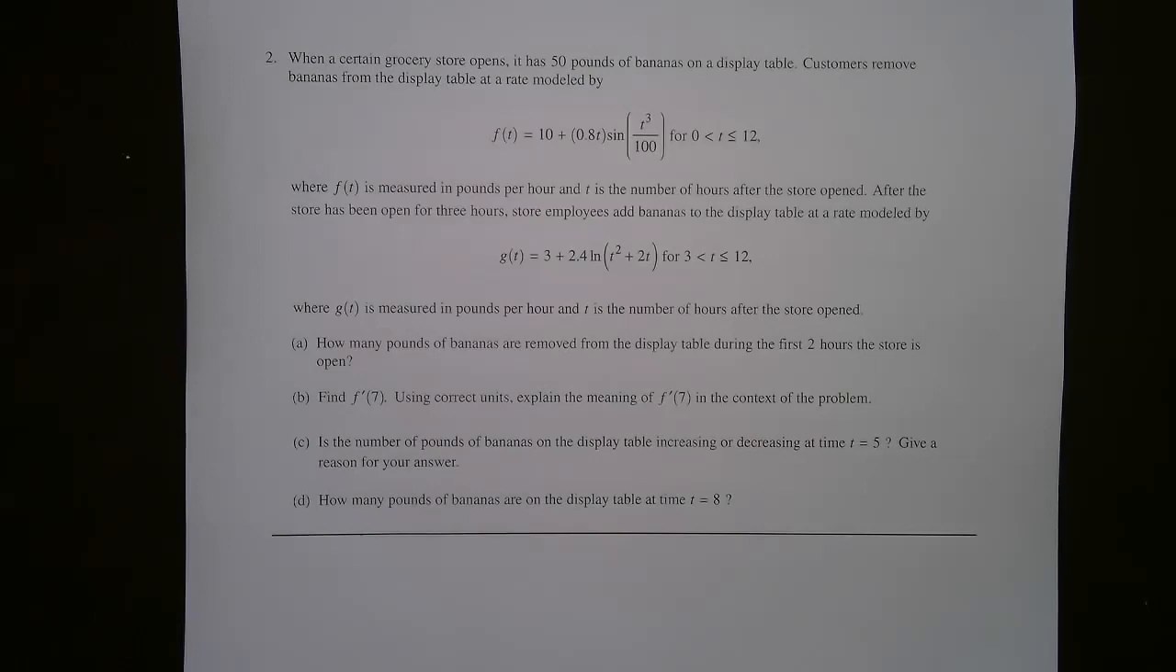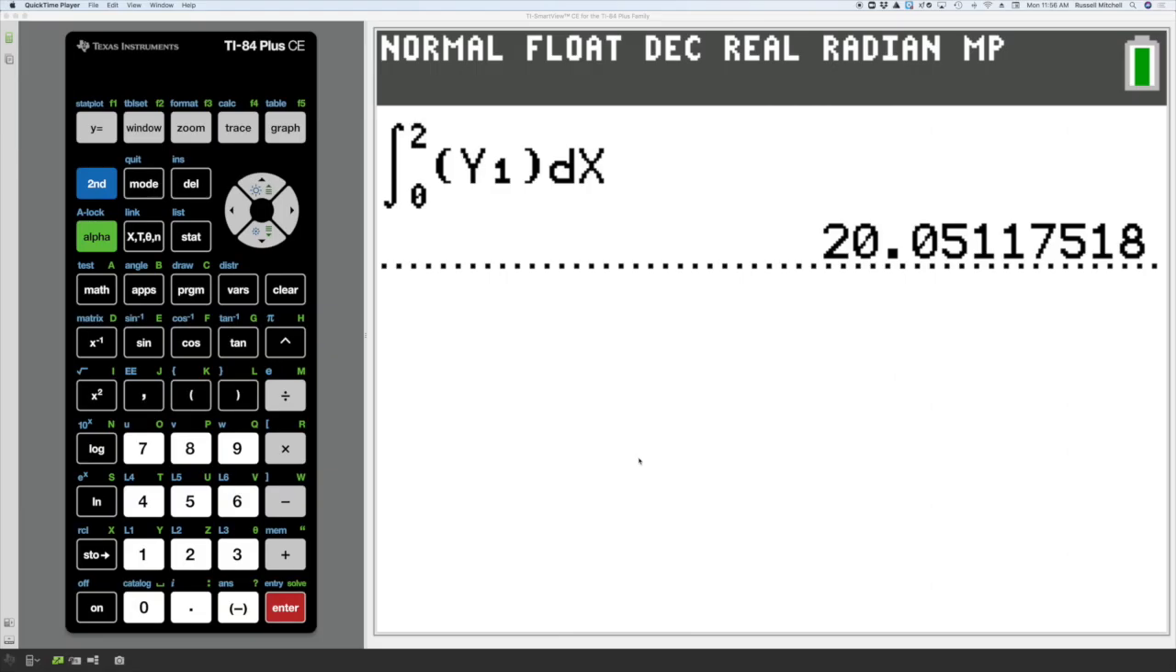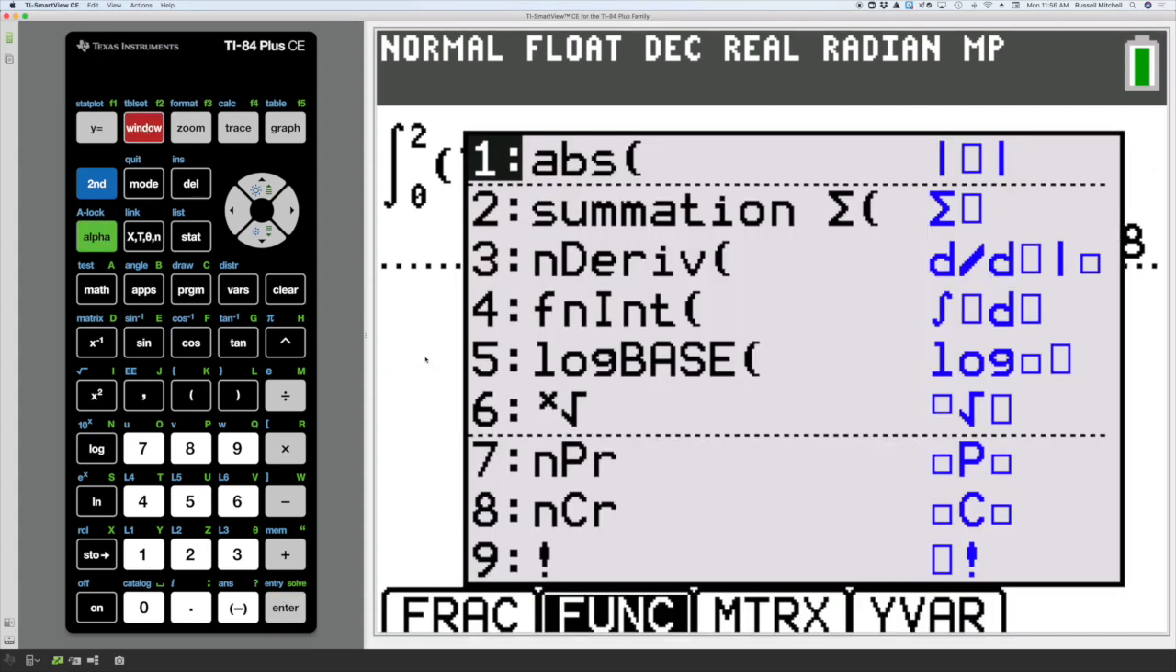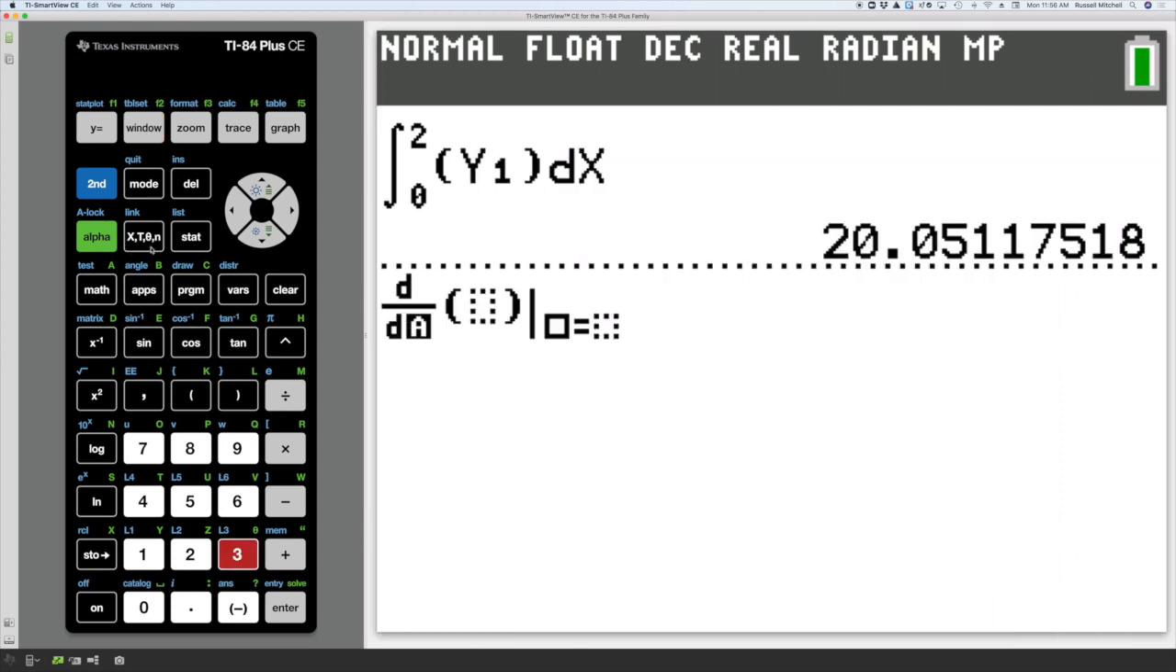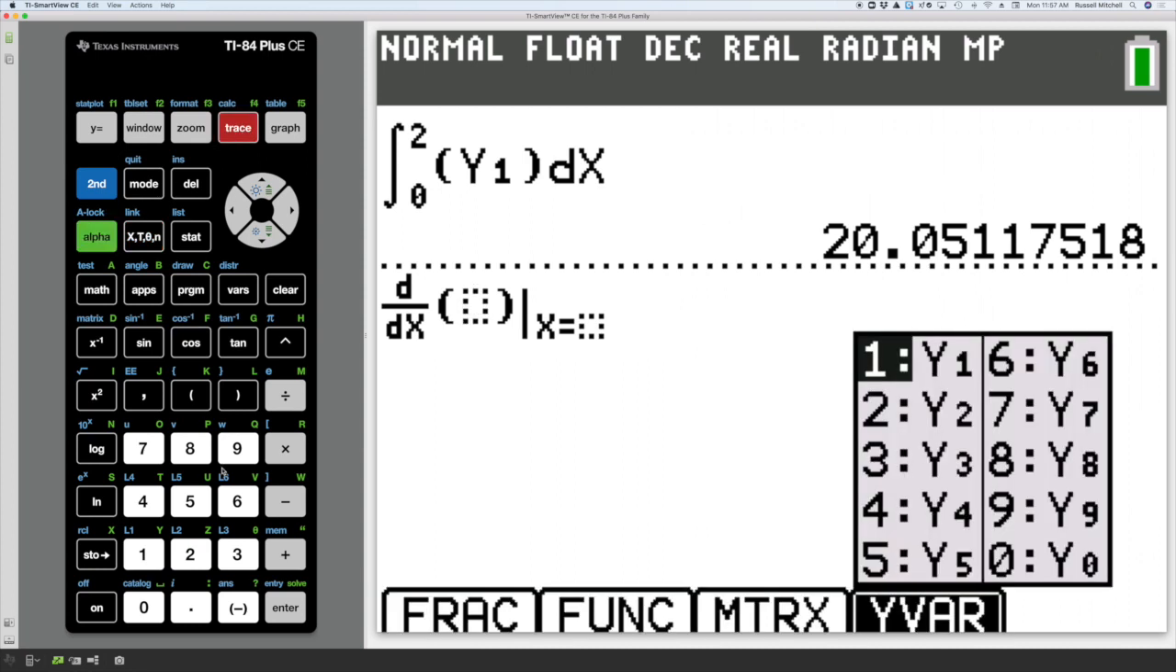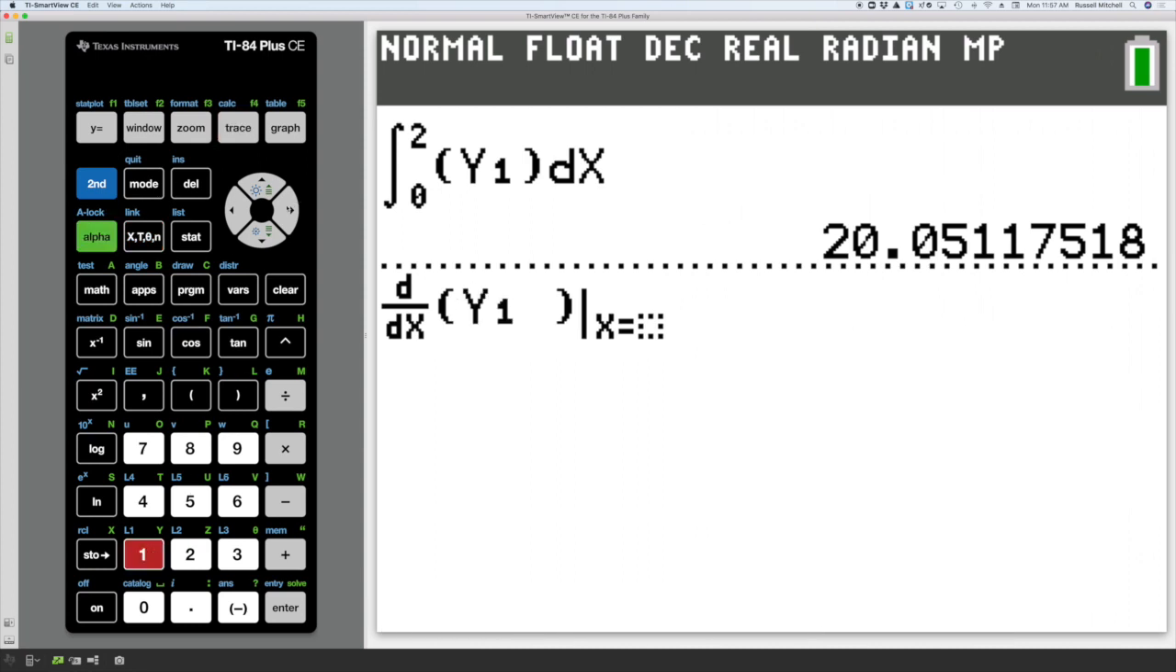All right, so let's go back to our calculator and put that in. We want to find the derivative at 7 for this function f, which we stored in y1. So we'll press alpha window, and we want to do 3 for numeric derivative. We want to take the derivative with respect to x of y1, so alpha trace number 1, and we want to find this at 7, or at t equals 7. Then we'll press enter to get the value.